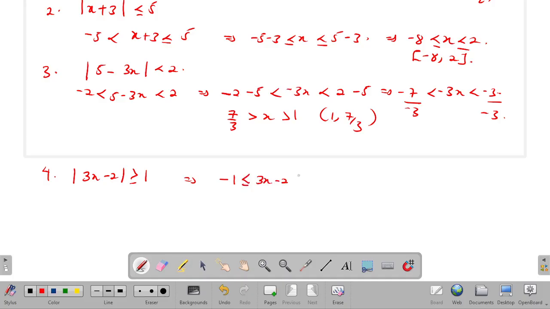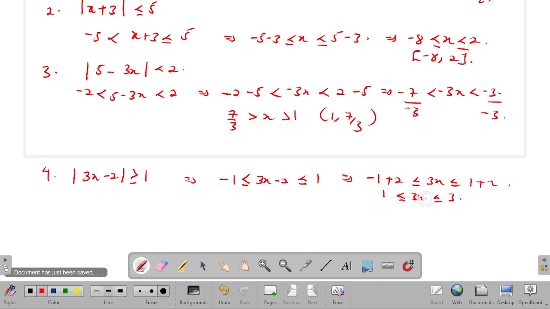Then we're going to have the same thing here. We're going to have less than or equal to 1. Okay, so once you have this expression, you're simply going to have negative 1 plus 2 less than or equal to 3x less than or equal to 1 plus 2, right? So this is 1 less than or equal to 3x less than or equal to 3.